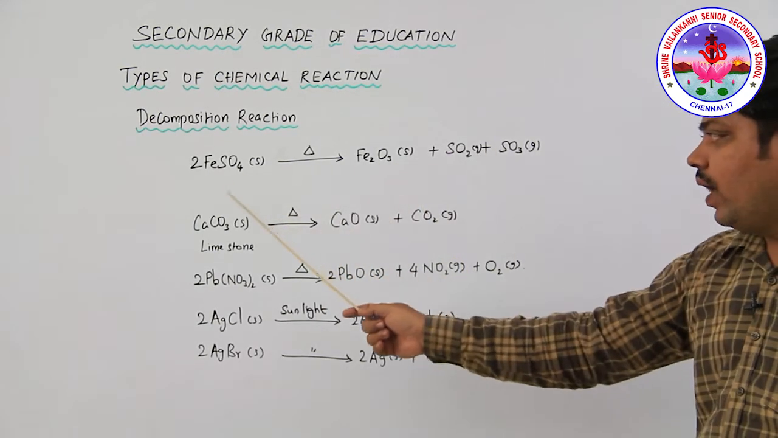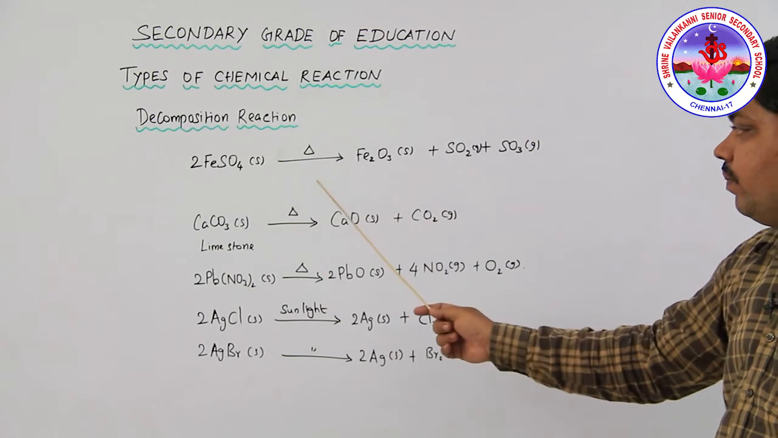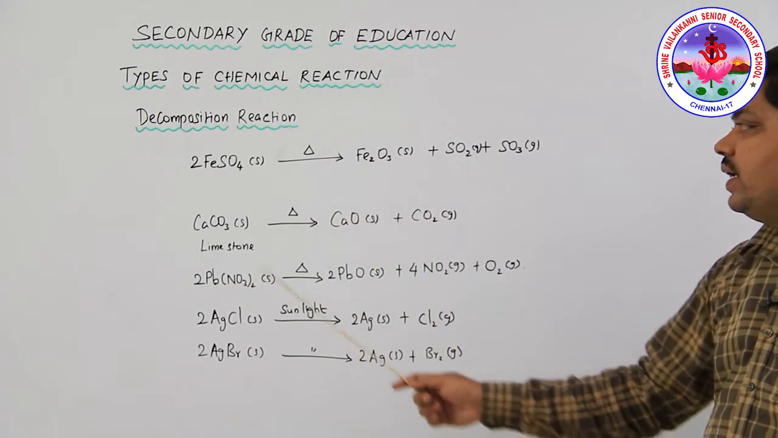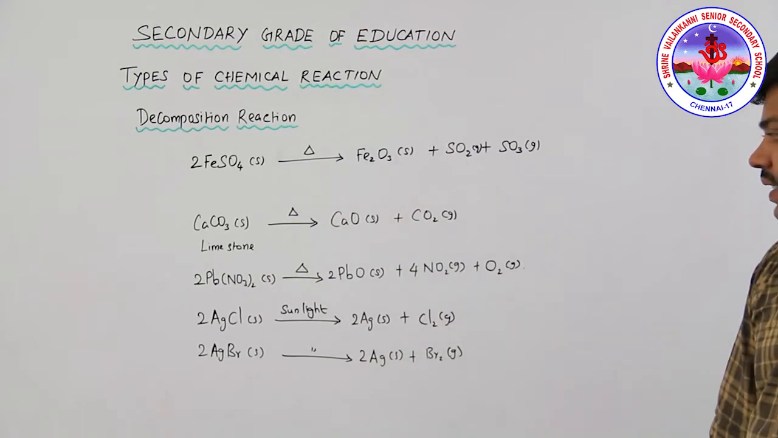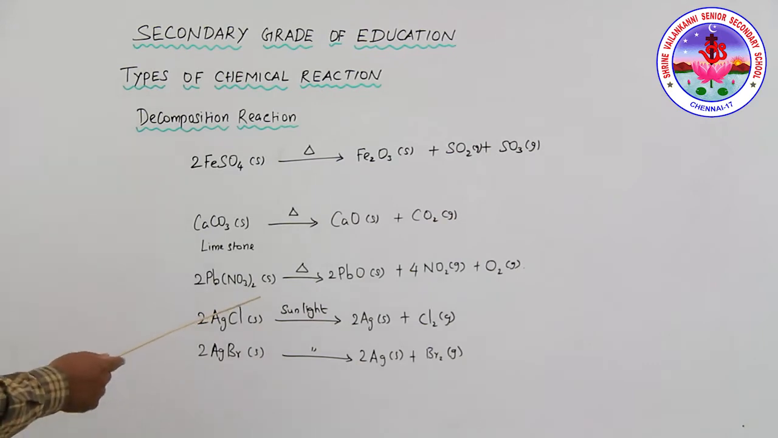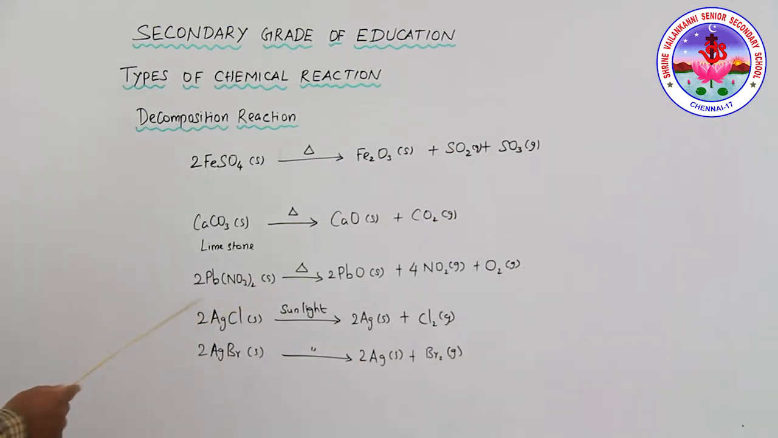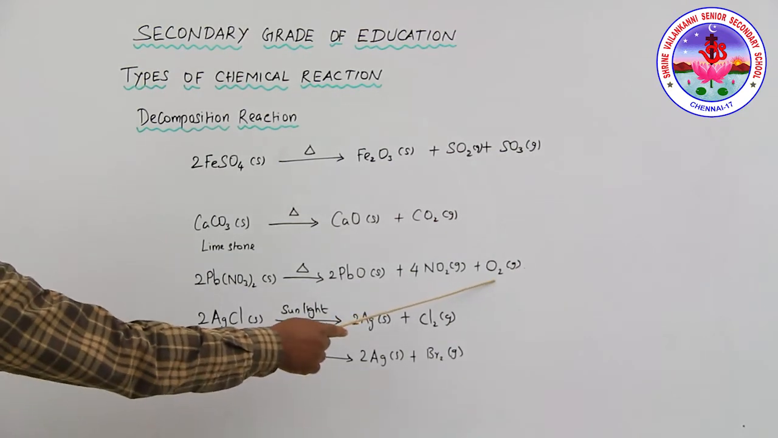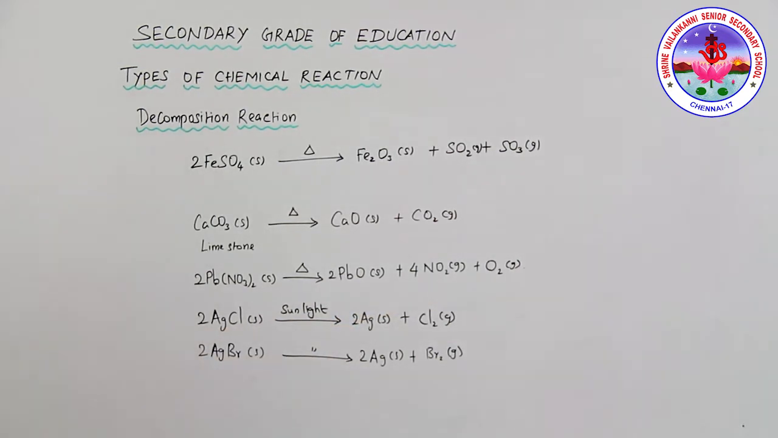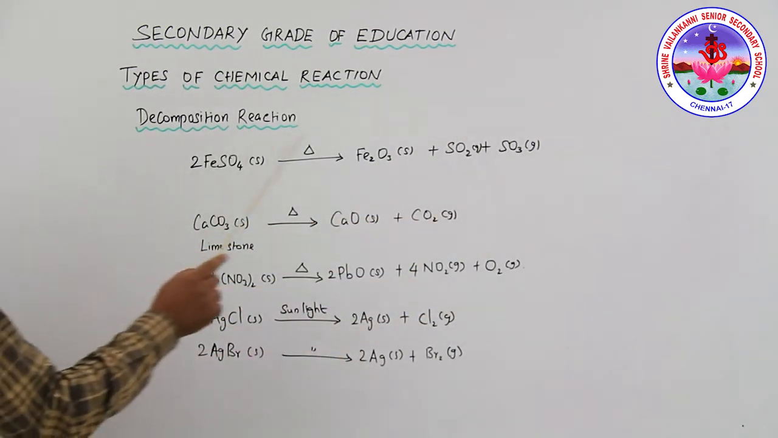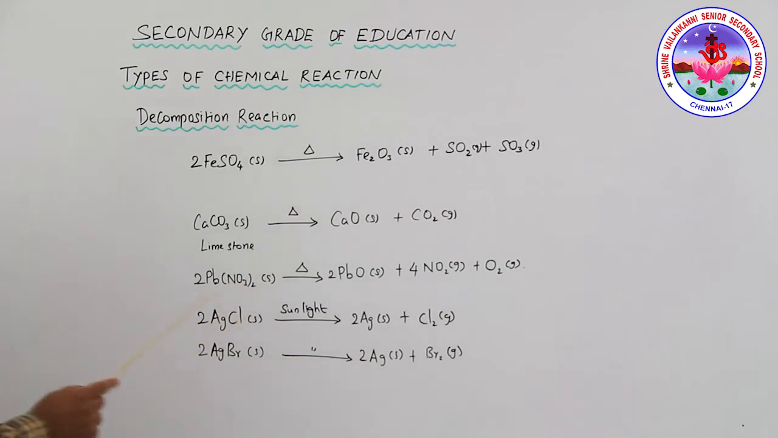That means one reactant undergoes a decomposition process to give two or more products, which is called a decomposition reaction. See some more examples like this. This is lead nitrate, a solid, which on heating gives lead oxide, nitrogen dioxide, and oxygen. Similarly, this is called a thermal decomposition reaction. Simply we can say that it is because of heating. So this is called a thermal decomposition reaction.